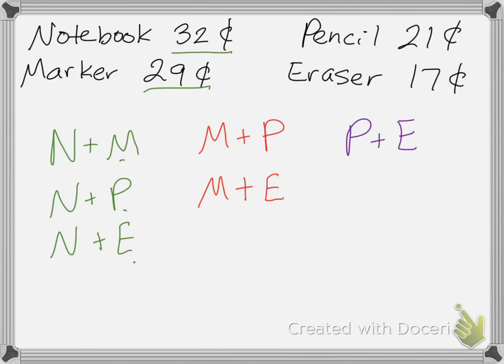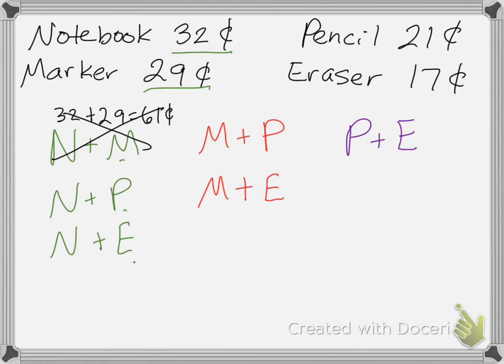Okay, so the items he could buy with 50 cents is the next part of the problem. If I added up the cost of the notebook and the marker, that'd be 32 plus 29. Well, 32 plus 29 equals 61 cents. So I know he cannot get that combination of the notebook and marker.